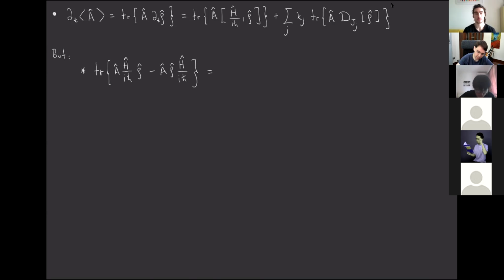Okay, and now comes the interesting part. Because of the cyclic property of the trace, I can always take this Hamiltonian and bring it to the left of A. And then I am left with something that I can combine. So once I bring H here, you see that rho appears in both terms on the right side. So this means that I can put together A times the Hamiltonian minus Hamiltonian times A.